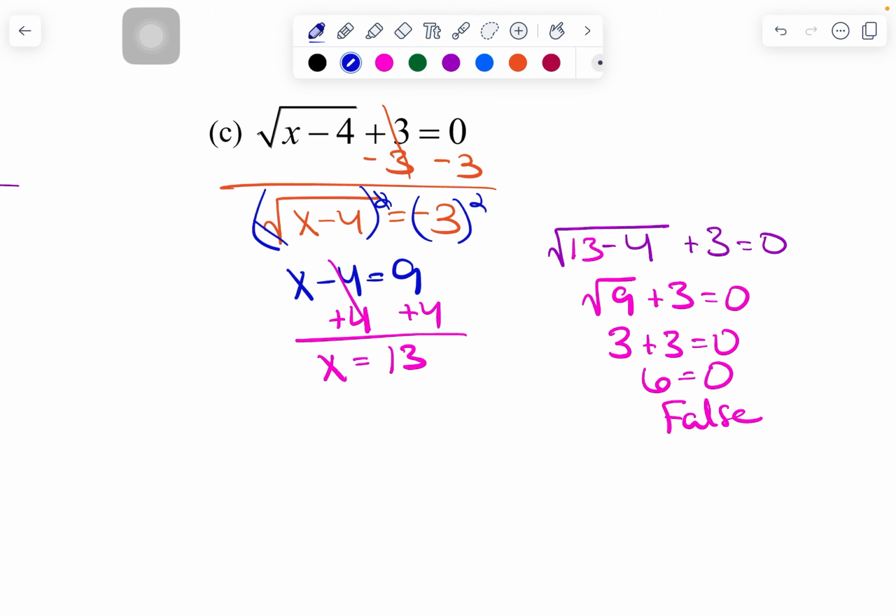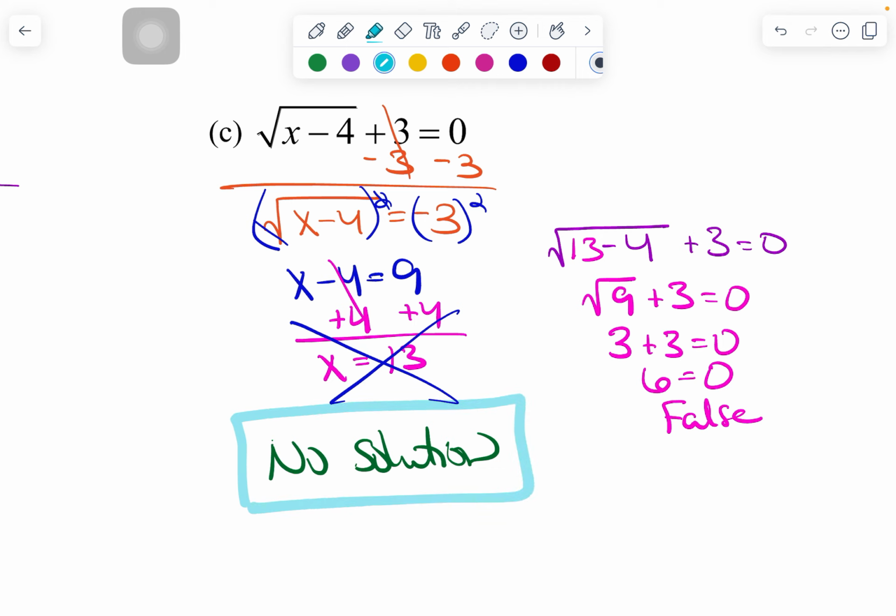This is absolutely not the correct answer. It is mathematically considered an extraneous solution. And so what you're going to tell me is there is no solution. Okay? And that happens sometimes with these problems.